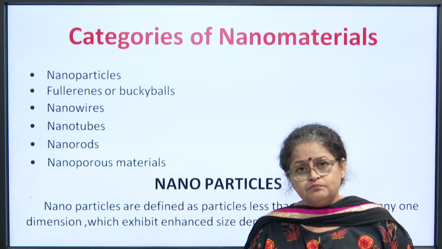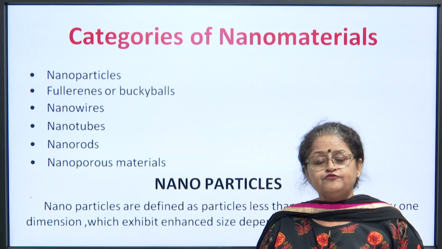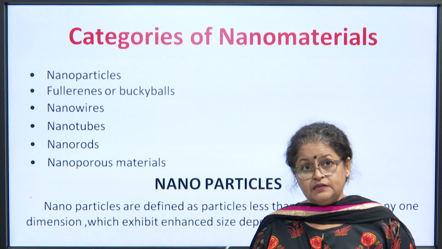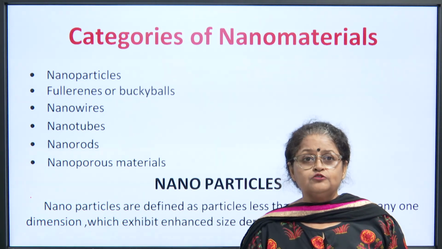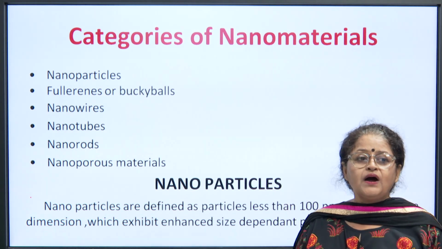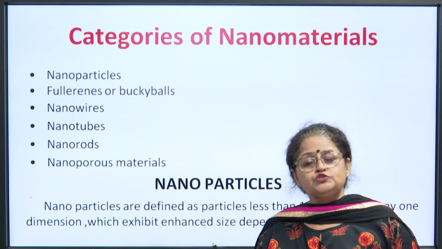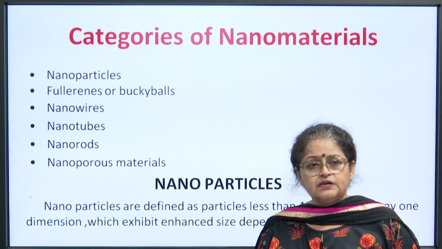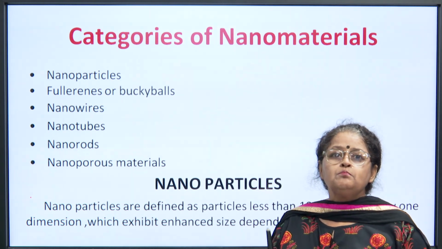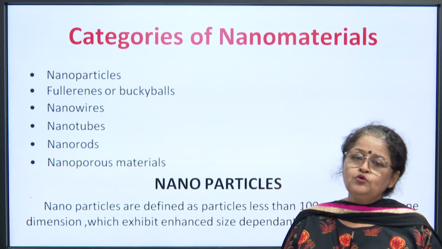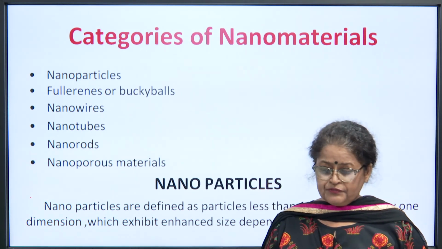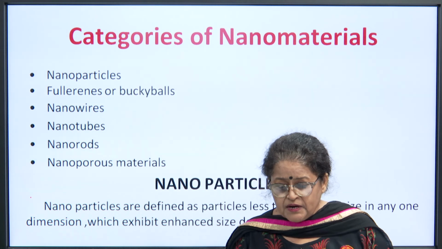Nanoparticles are one of the very important categories. Then fullerenes or buckyballs, they are again a very important category of nanomaterial. We can have nanowires, nanotubes, nanorods, and nanoporous materials as well. So, let us take up nanoparticles first. Okay. So, what are nanoparticles?